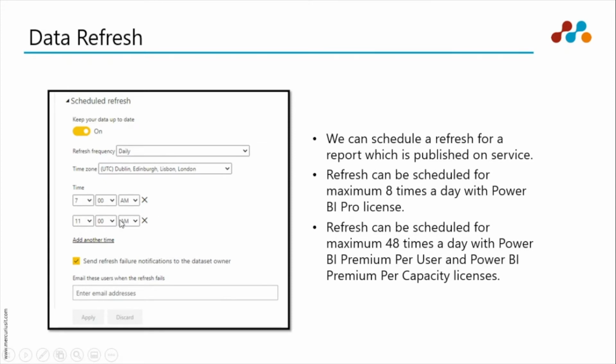So here we can add multiple time slots. How many time slots we can add here depends on the kind of licenses that we have, which we'll talk about in a bit. And additionally, we can also send failure notifications. In case there is some discrepancy or failure in refresh, we can add an email ID here to which a notification will be sent saying that there was some issue with the refresh of the data. So the concerned person can look into the issue immediately and resolve it.